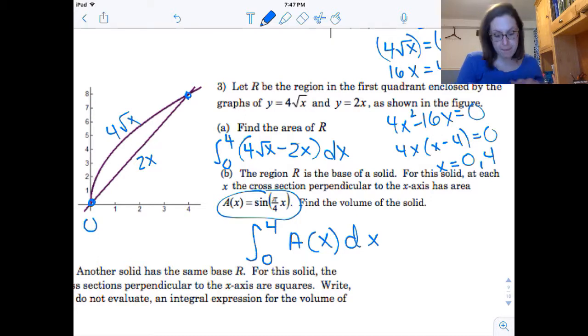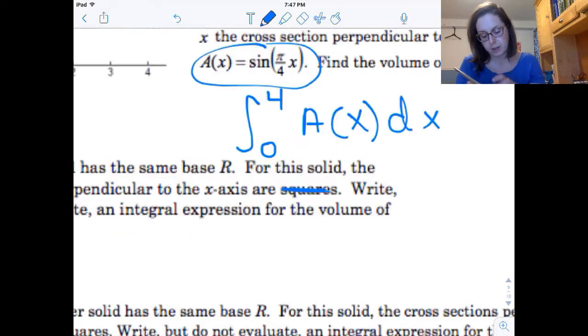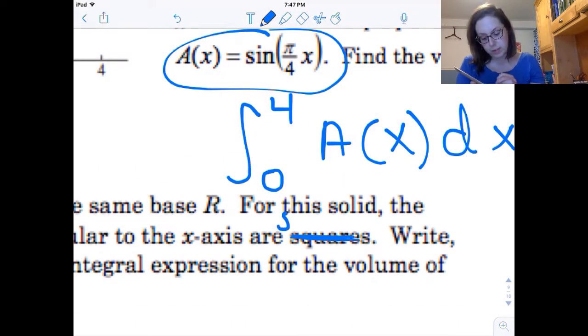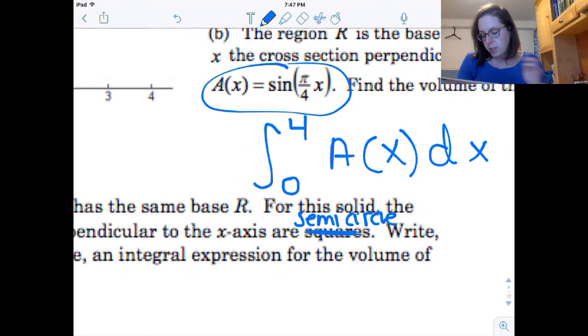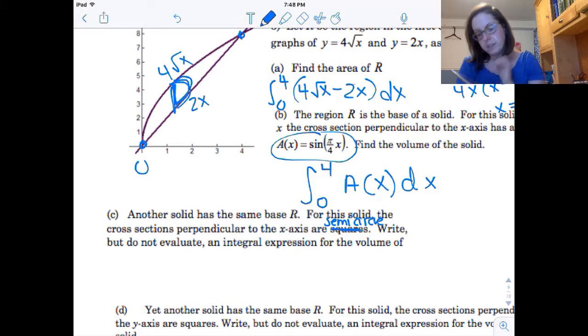Okay, next one. Another solid has the same base. I'm going to change this to semicircles because we've done a lot of squares. So let's do a semicircle. Perpendicular to the x-axis are semicircles, right, but do not evaluate an integral expression for the volume of this solid. So, I know that my side length here is this distance. I'm putting semicircles here. So here, S is going to be 4 radical x minus 2x.